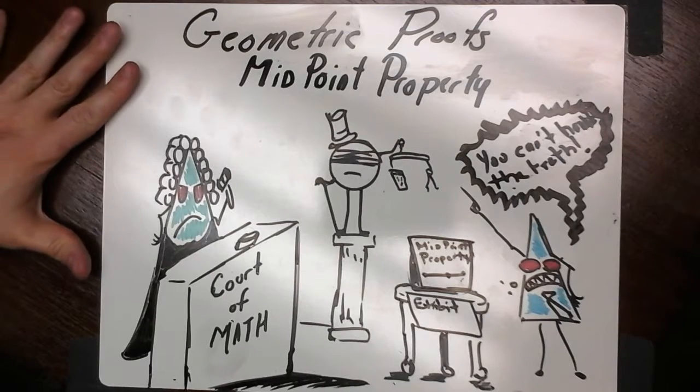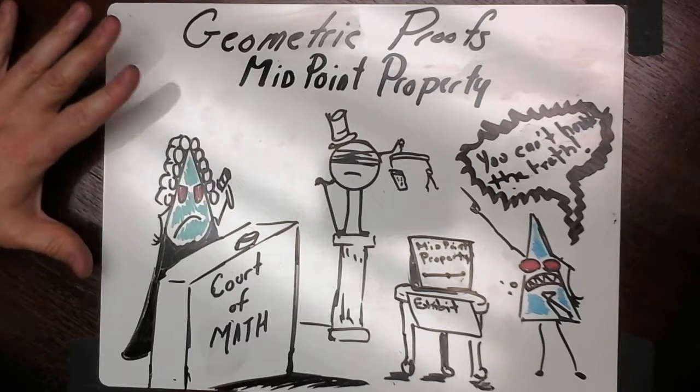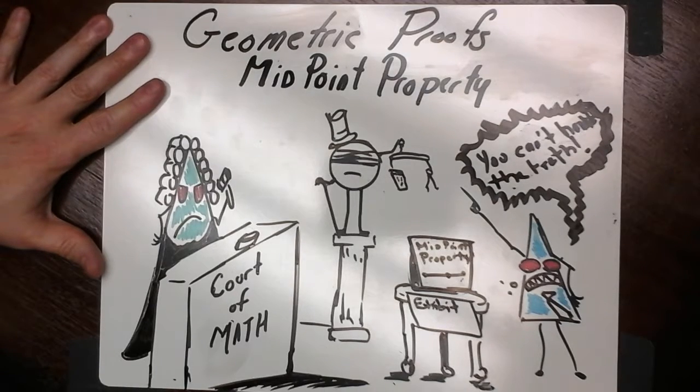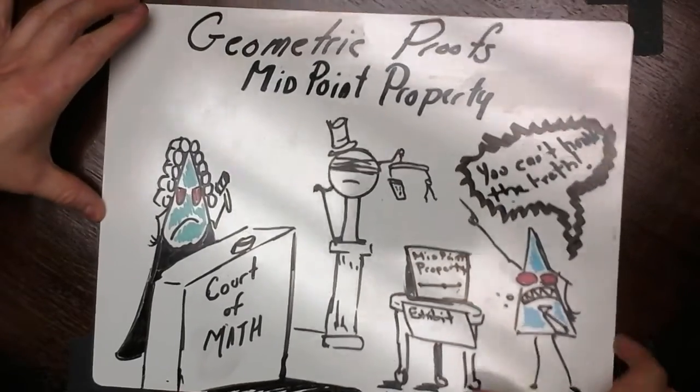First, we're going to talk about what congruency is. We're going to look at the 5 congruency postulates for triangles. Then we're going to talk about what the midpoint property is. Then I'll show you a short example. Okay, let's get started.